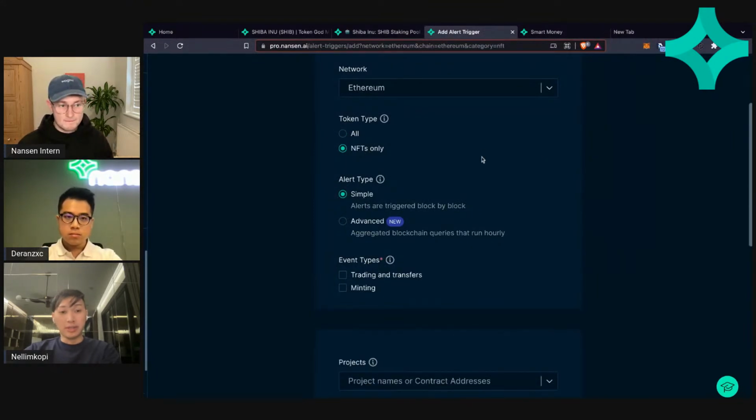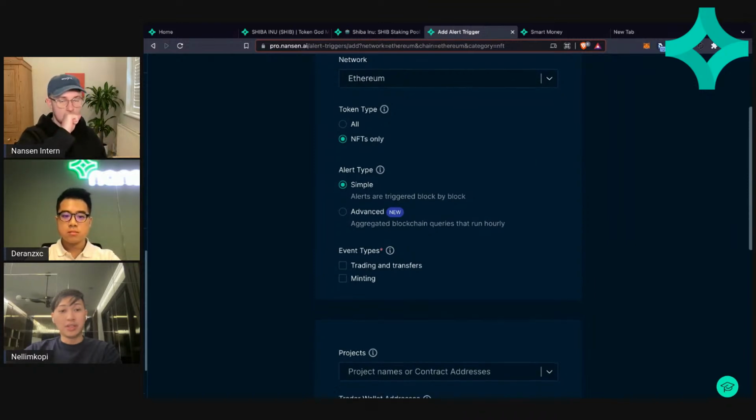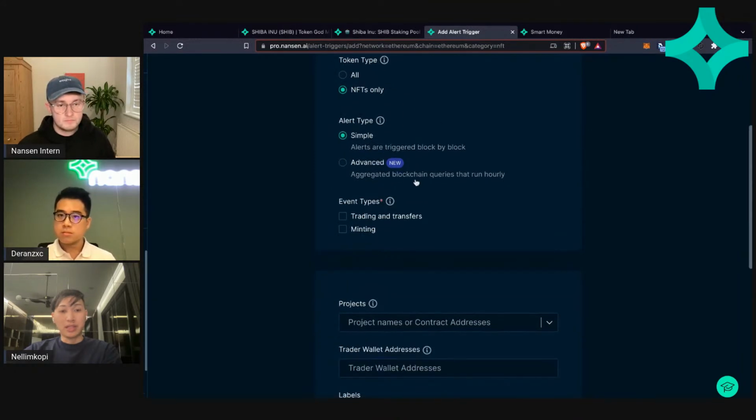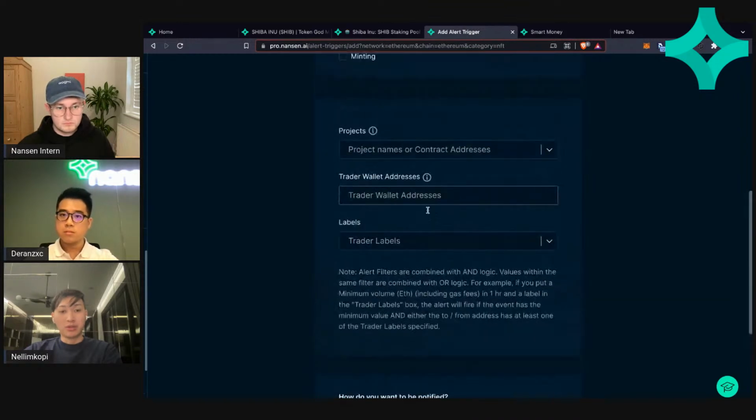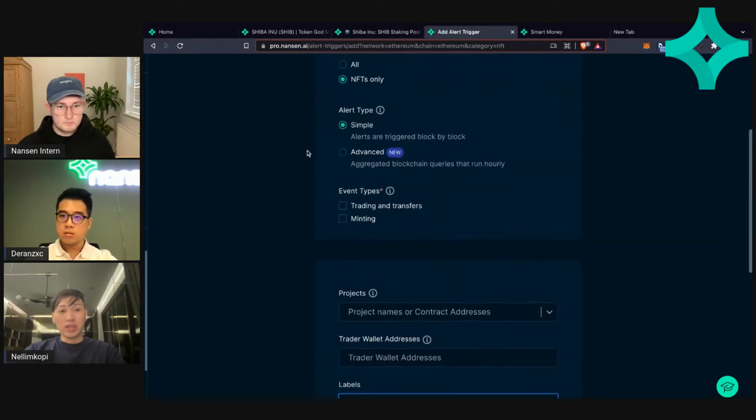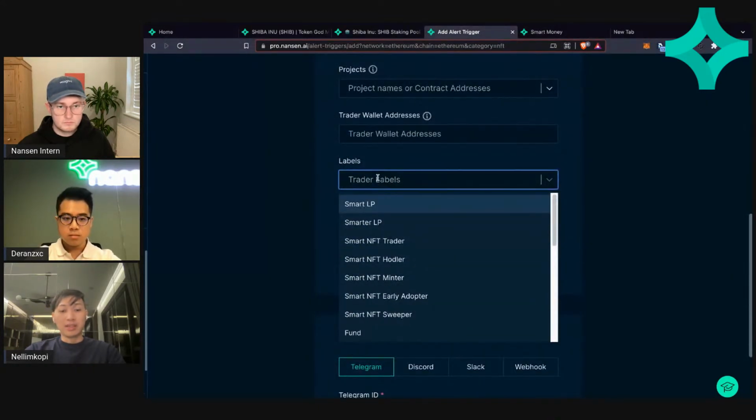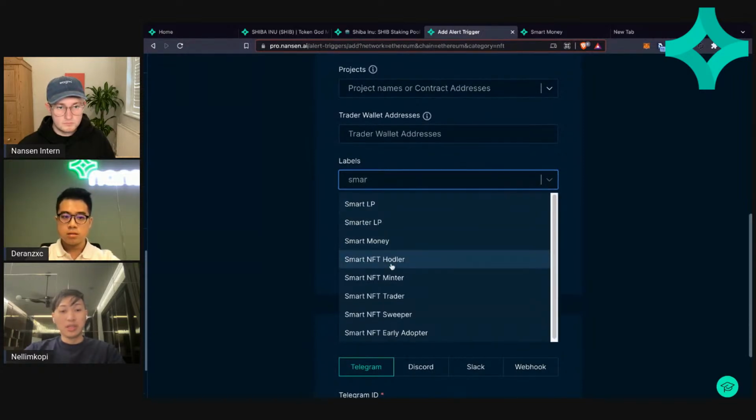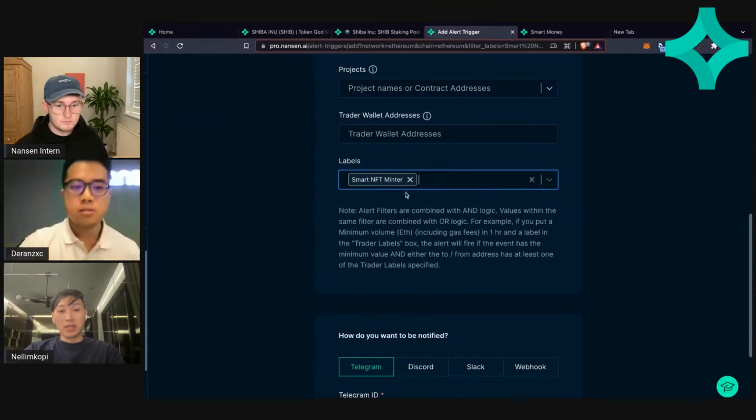Since we're on the smart alert page, I'll walk through this feature. Under smart alert, there is an option to select the alert type. You can select simple, which allows you to select any label that you want to look at. For example, if you want to look at movement by funds in general, just select the fund label. But in this case, we are looking at NFTs, so I can select smart minter and see what the smart minters are doing. So that's one way you can capture it.